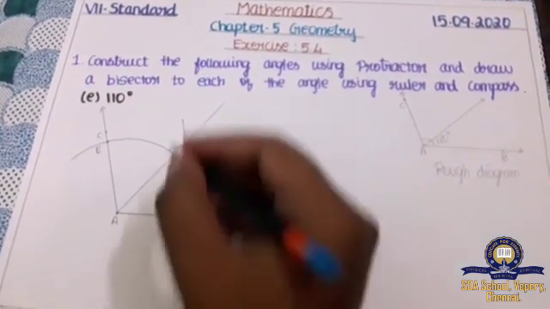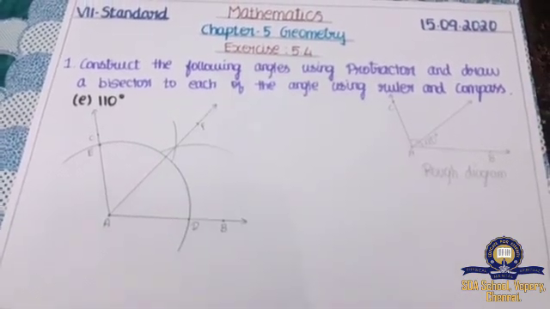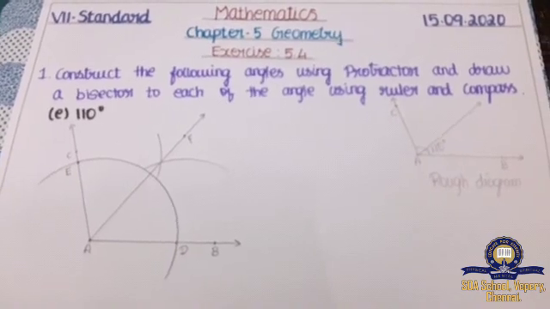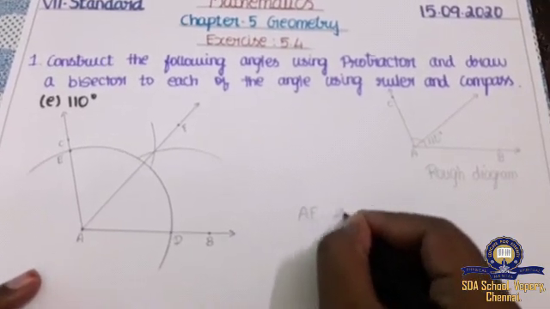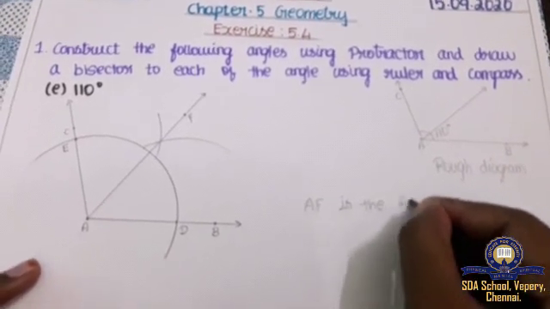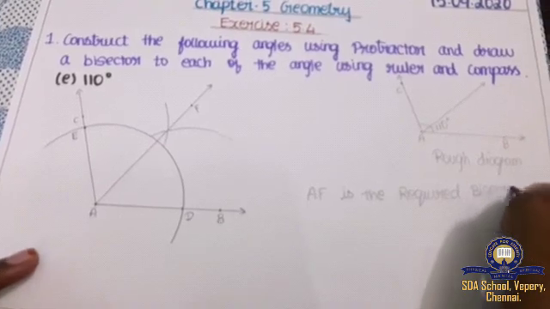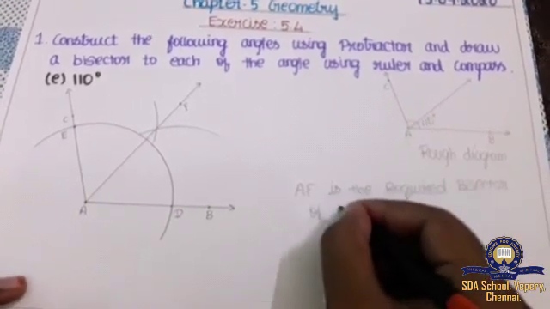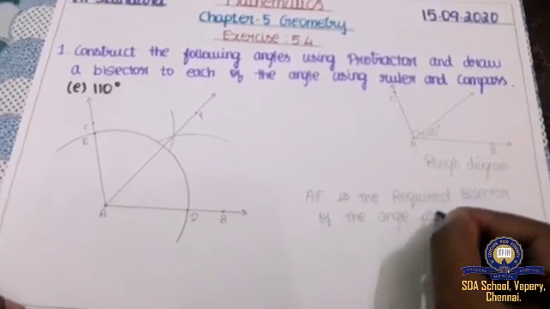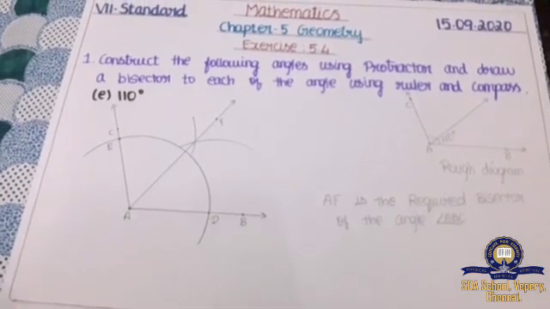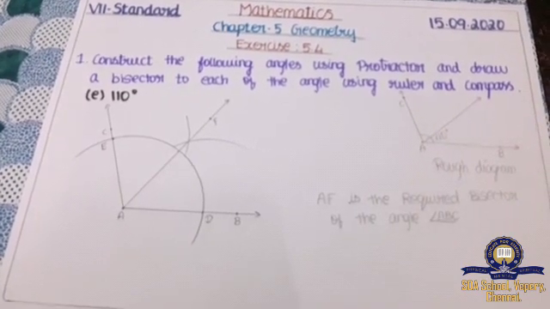After joining this, mark the point as F. So from this we can construct the angle bisector where AF is the required bisector of the angle ABC. So what is the angle bisector? Angle bisector means it divides the angle into two equal angles.